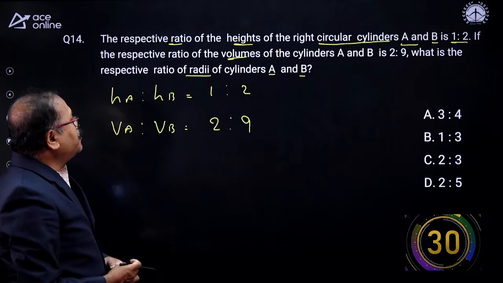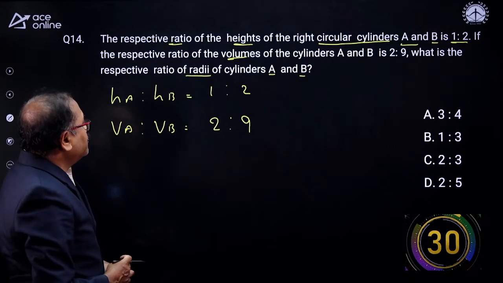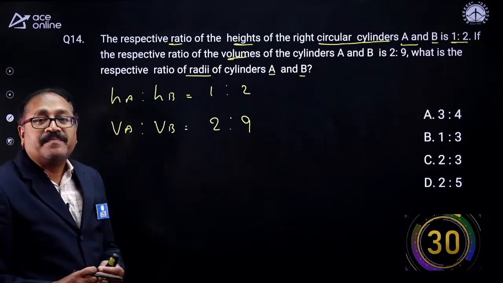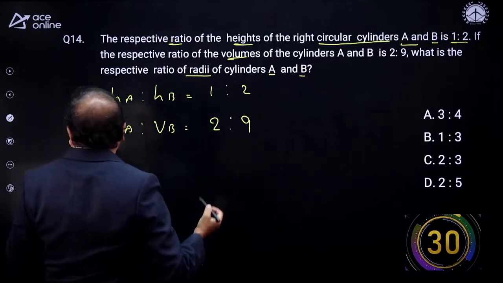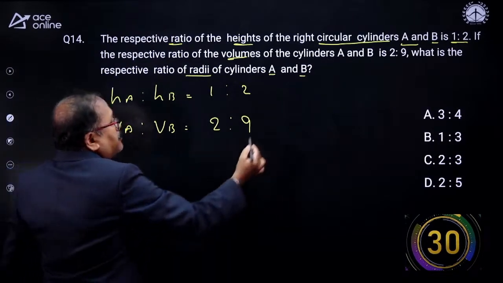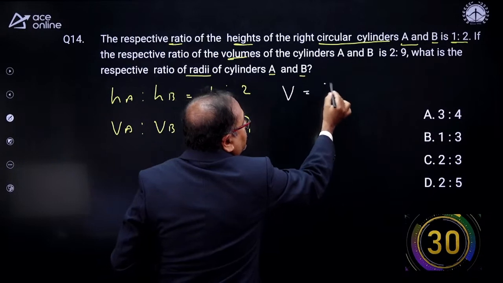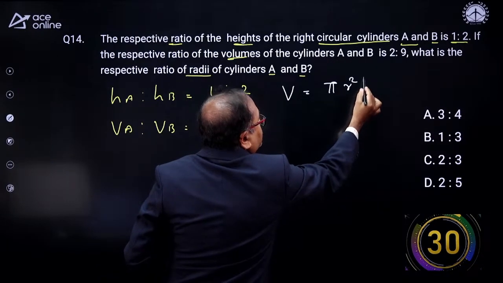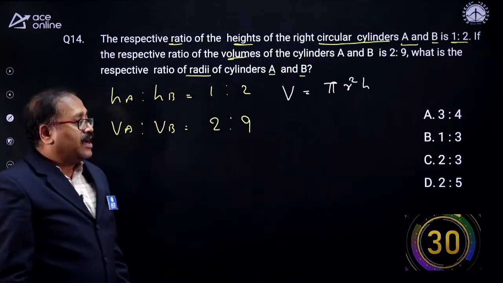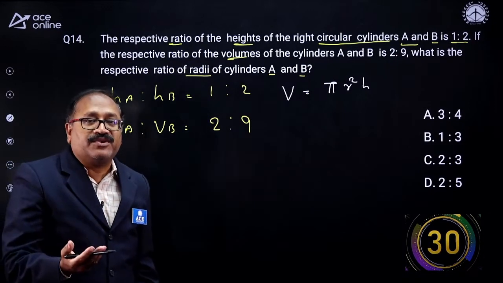So how do we do this one? We will be using the volume formula. Cylinder volume, all of us know. By this time, all of us know the volume of the cylinder is equal to pi r square h. I will give 30 seconds for you to think about it.